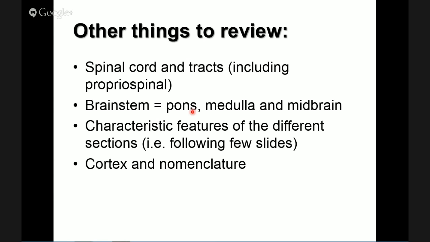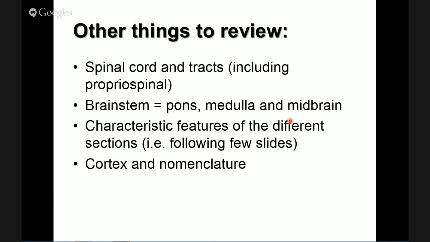So you should, again, go back, make sure that you understand the neuroanatomy of the funiculi, the ascending, descending paths in the spinal cord. Go back over the brainstem, which again contains the pons, medulla, as well as the midbrain. And sitting on top of the midbrain, what was the structure that we talked about?